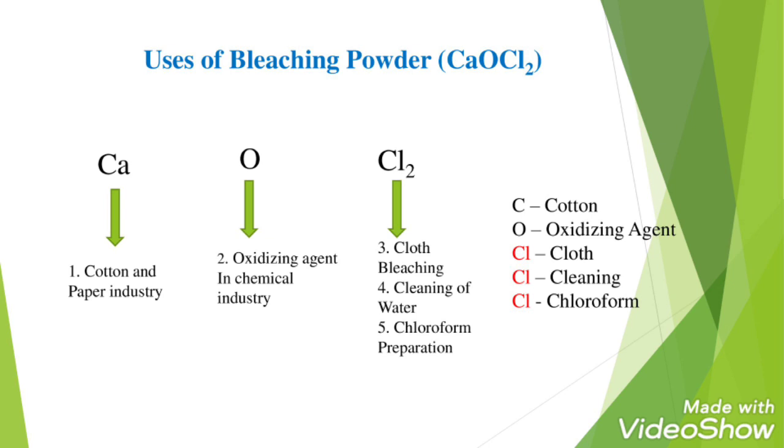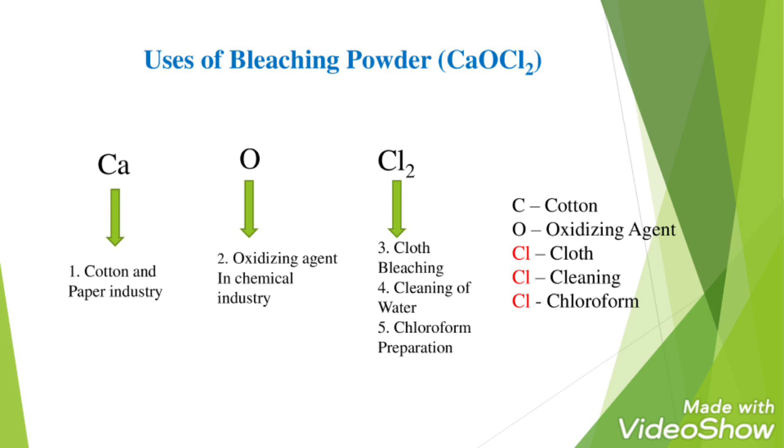Move to next topic. Uses of bleaching powder. Formula CaOCl2. We call this calcium oxychloride. Simply using the acronym method, you can write 5 uses of calcium oxychloride. Let us see how.